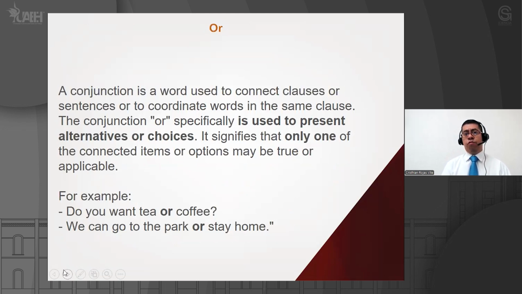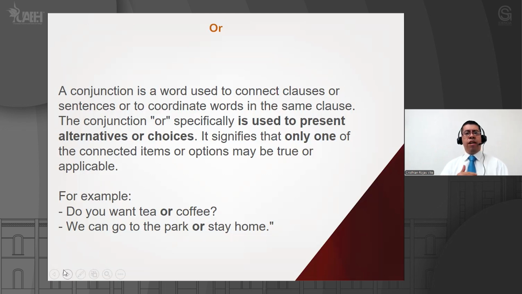In this case, we're going to work with the conjunction or. As it was mentioned before, a conjunction is a word used to connect clauses or sentences or to coordinate words in the same clause. In this case, we're going to work with or. It is used to present alternatives or when you have choices. It means that only one of the ideas or items may be true or applicable. For example, do you want tea or coffee?